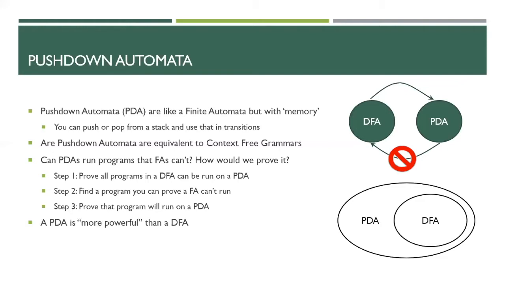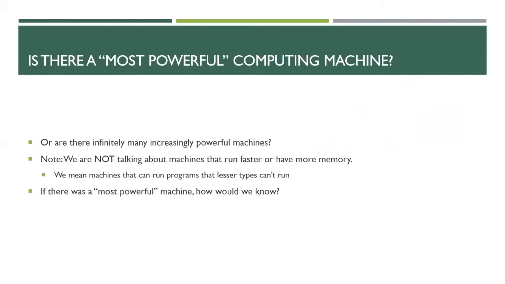All right. So we therefore know that the PDA is more powerful than the DFA. So now this kind of brings up a question. Is there a most powerful computing machine? Or are there infinitely many increasingly powerful computing machines? And we'll just keep discovering new, more powerful computing machines. Or does it max out? Is there a certain type of machine that's the most powerful?